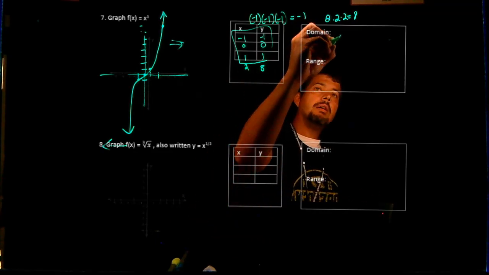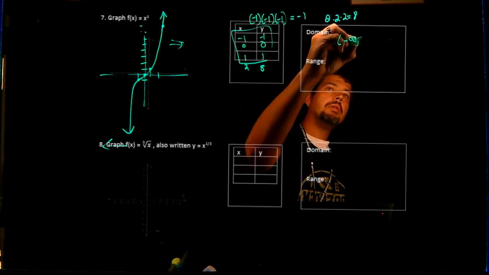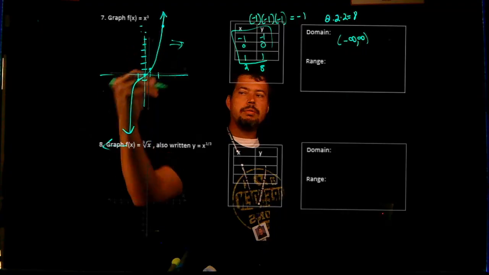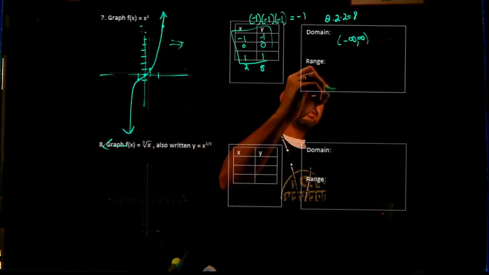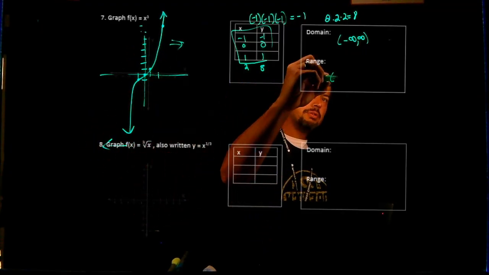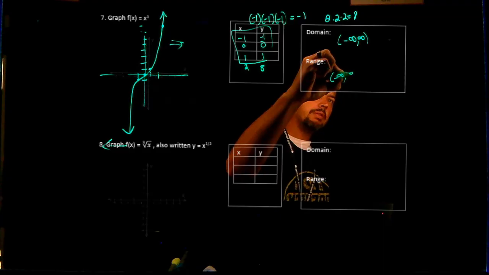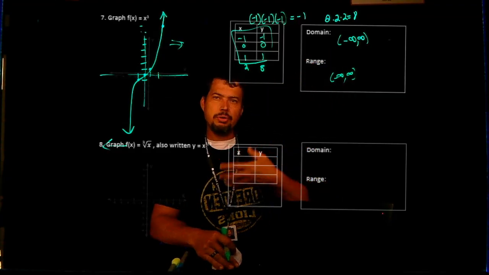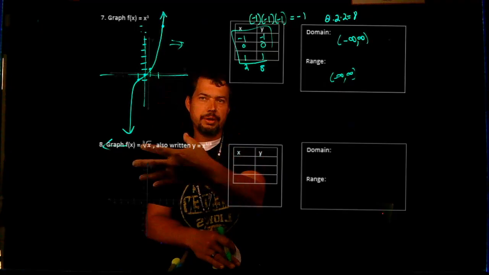Domain. We run left forever, we run right forever. We are also rising forever and falling forever. Notice I start off with the low negative values first, or the smaller values, negative infinity to infinity. Notice the parentheses because I cannot touch those numbers. I can't put my pencil there.